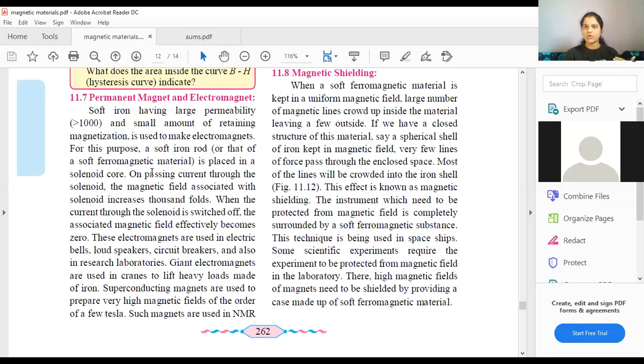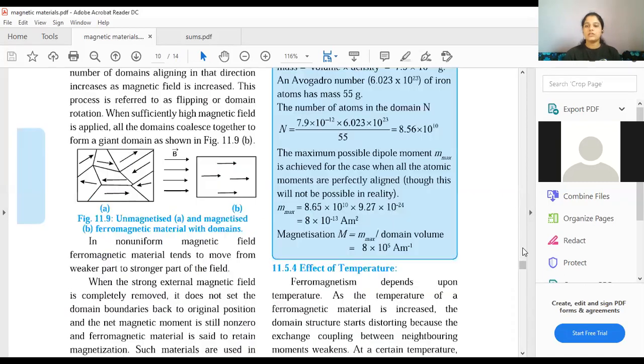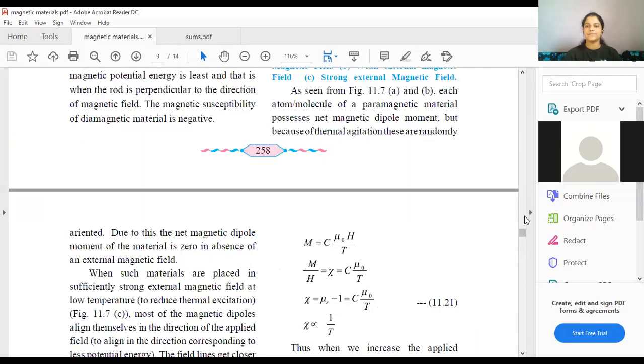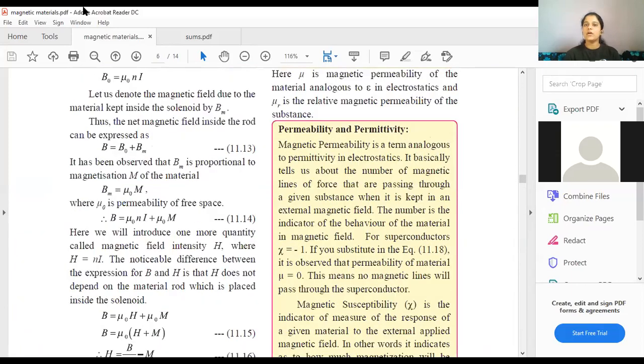We'll just read it out quickly and you all can mark certain points. Now there is something called soft iron, soft iron whose permeability is more than 1,000. I hope you all remember permeability. It is there in your textbook. This yellow box explains everything about permeability.